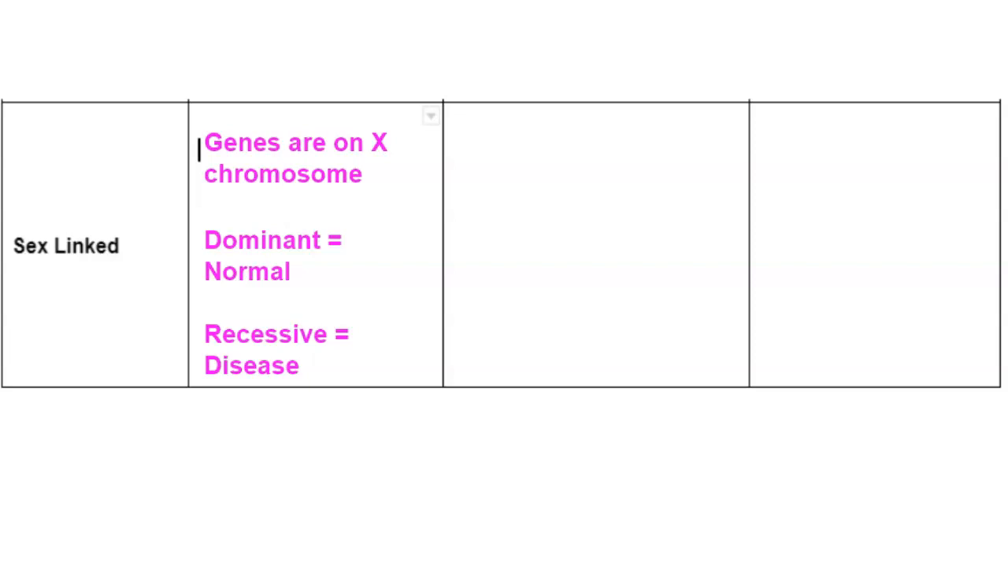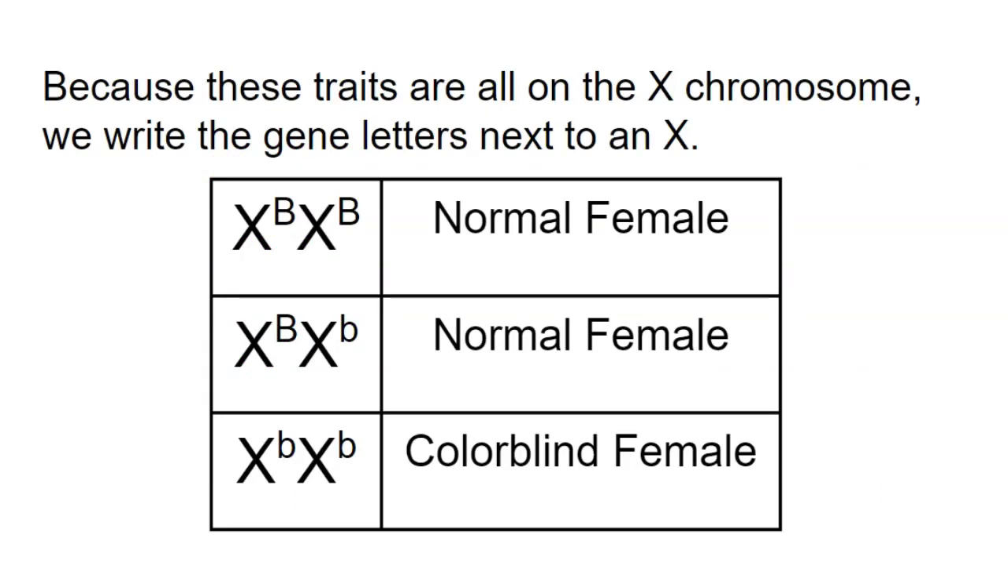Now, here's where it gets a little tricky. We are going to write these a little bit differently because we have to remember they're on the X chromosome, and males have only one X chromosome. So what happens here is we write all of the gene letters, like that B for being normal or colorblind, next to the X to remind ourselves that it's on the X chromosome.